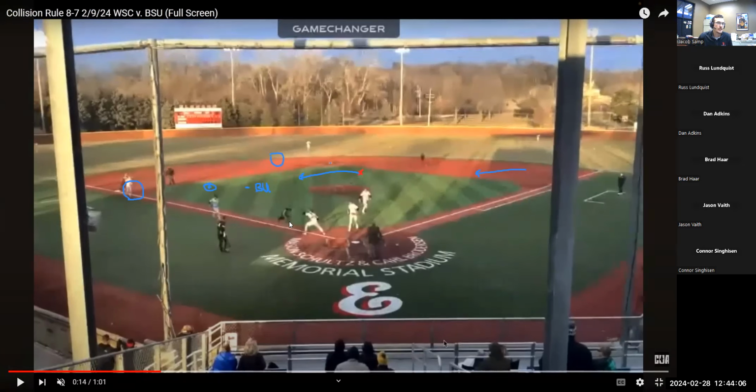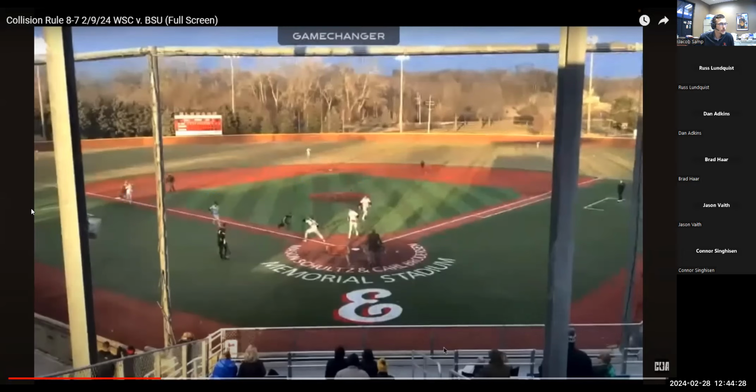And this is a rundown. This is not a traditional blocking play at the plate, swipe tag. It's a different kind of play. And one of the discussions that we had post game, and that I've had with a couple other people, is that that has to be a factor too in this situation.